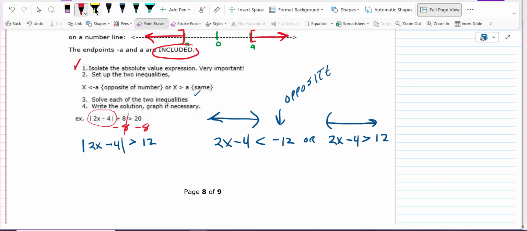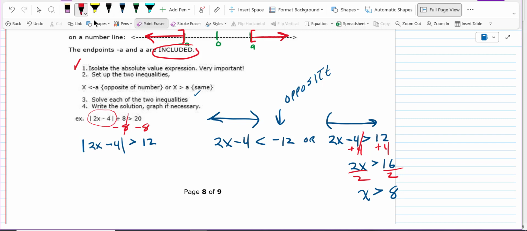So to finish this, real simple, you would add 4 to both sides here. So that would give 2 times x is greater than 16. Okay, then you could divide both sides by 2. So one of your solutions is x is greater than 8.